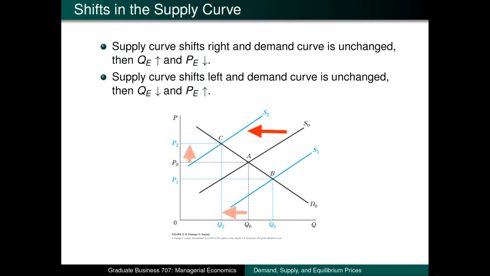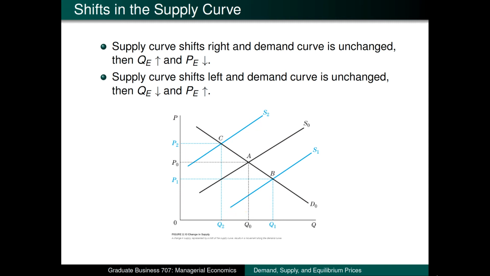In these cases, the original supply curve S0 shifts to the left and becomes S2, resulting in a lower equilibrium quantity but a higher equilibrium price. With a reduction in supply, products become more scarce and so quantity decreases but prices increase.